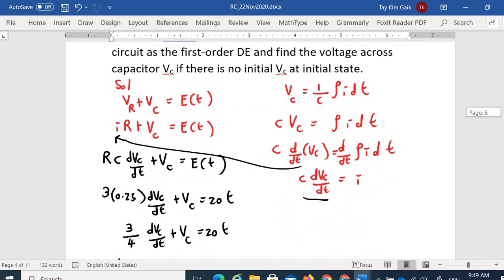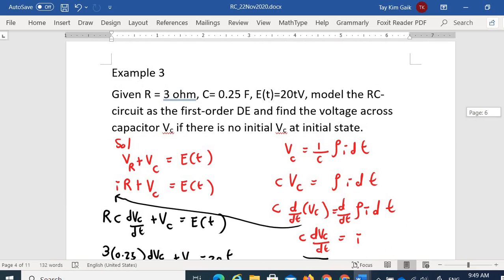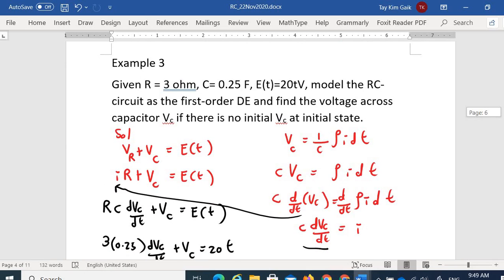Okay, and lastly, you can also model the RC circuit in terms of voltage. Okay, the voltage across the capacitor VC, where VR is IR. So you want to solve VC, so VC you maintain. Then we know VC is 1 over C integral I dt, because for the series circuit, the current flowing through the capacitor and resistor are the same.